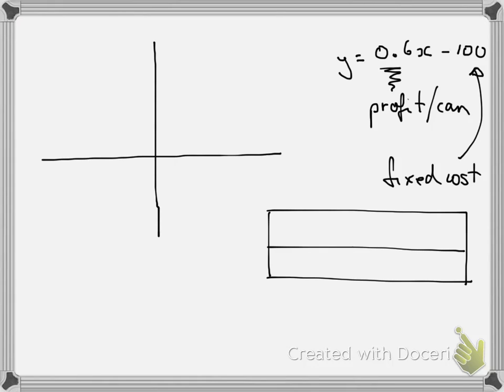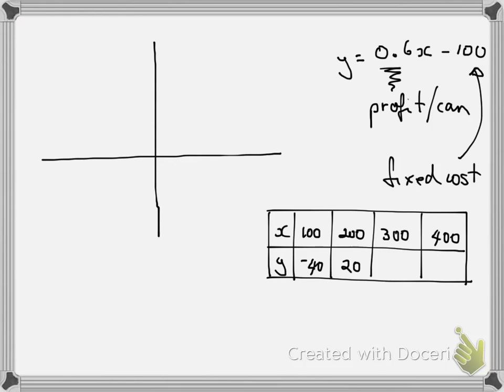I'm just going to make a simple table where I'm going to put some X numbers in and some Y numbers. I'm going to use the numbers 100, 200, 300, and 400. Now, if I put 100 into that equation for X, I get 60 take 100, minus 40. So in other words, if he sells 100 lollies, he's going to make a loss. 200 lollies into that equation, and he makes a $20 profit. 300 lollies, he'll make an $80 profit, and 400 lollies, he will make $120 profit.